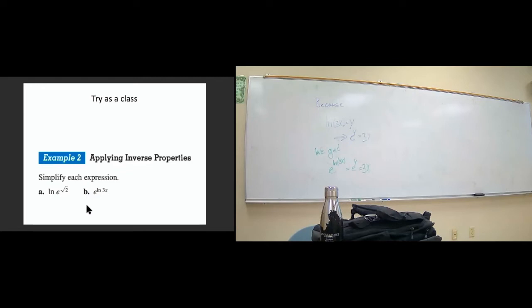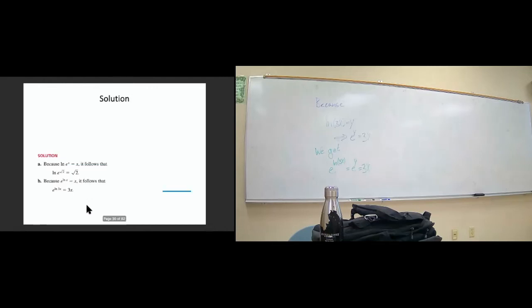So what did y'all get for A? Yeah, it's just the square root of 2. And in the case of B, it's just going to be 3x.